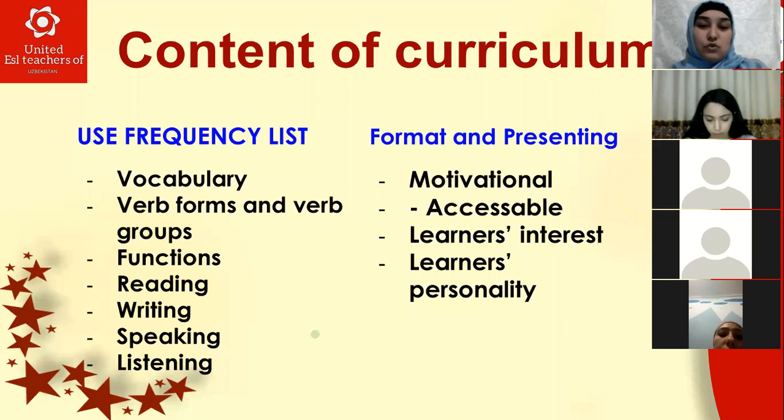And also we should take the learner's personality into consideration, because we have very different kinds of learners. So the tasks and the standards should meet not only extrovert learners, but also introvert learners, or maybe those who have anxiety or self-esteem issues. There are many kinds of personalities, and all of them should be taken into account.